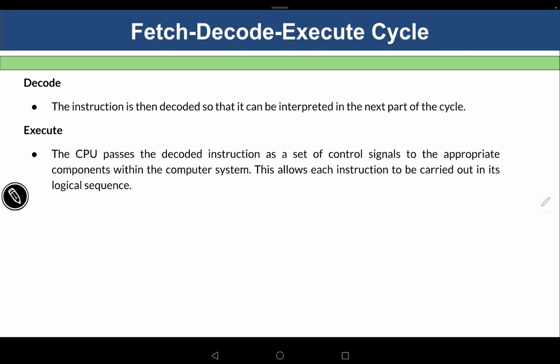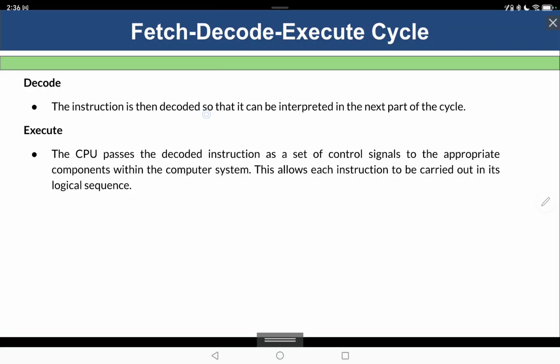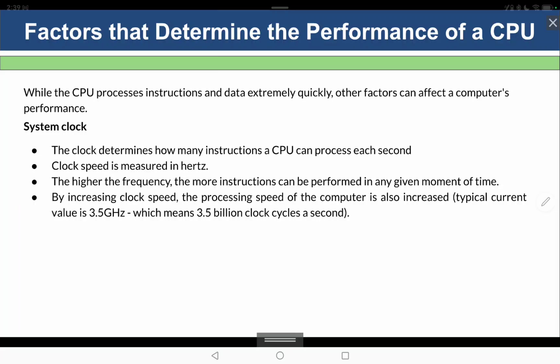So after the data has been copied to the CIR, then the instruction is interpreted. And after it has been interpreted, then it is executed. So that is how the fetch, decode, execute cycle works. Now let's look at factors that can determine the performance of a CPU.